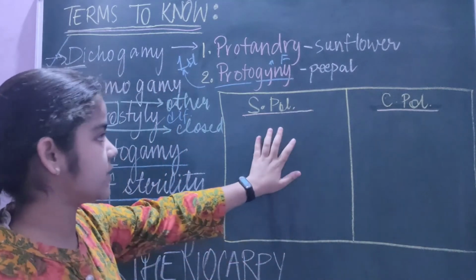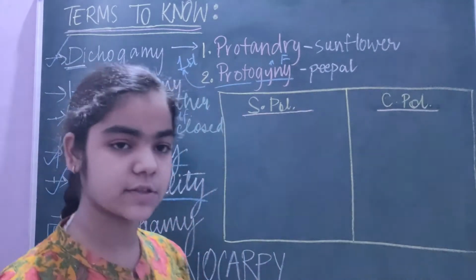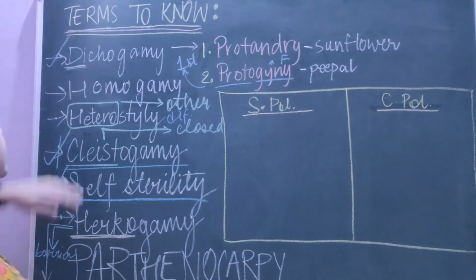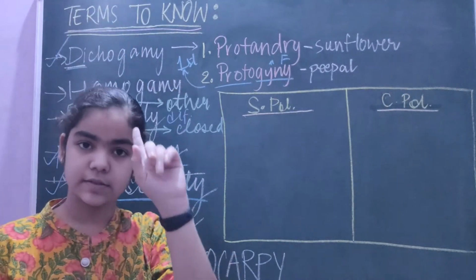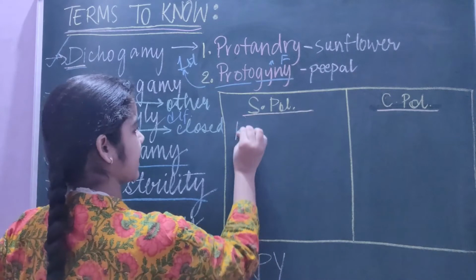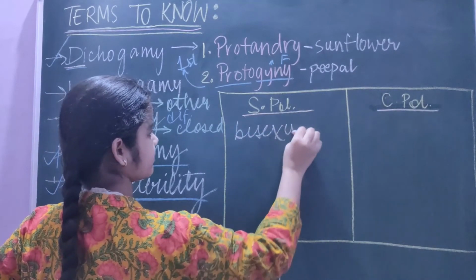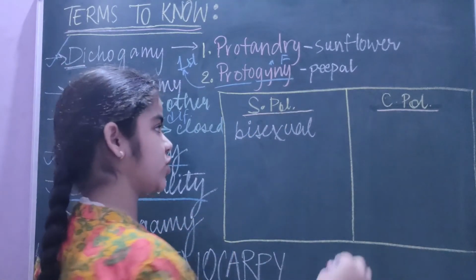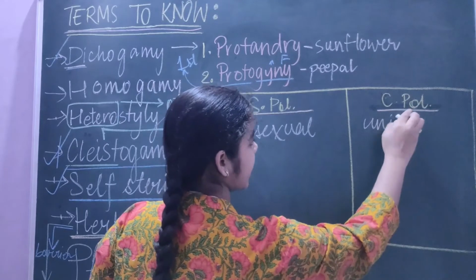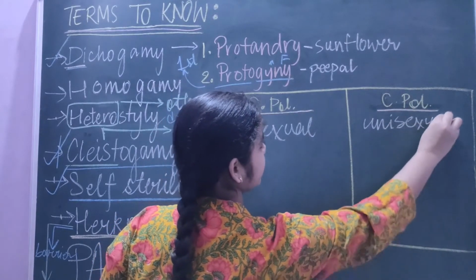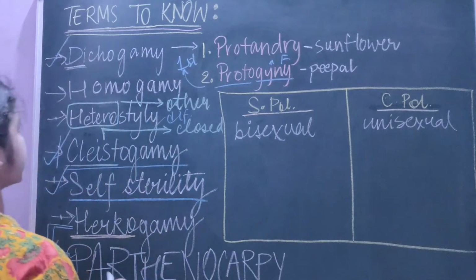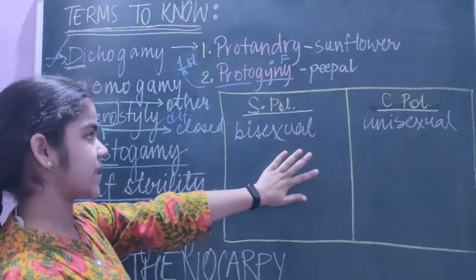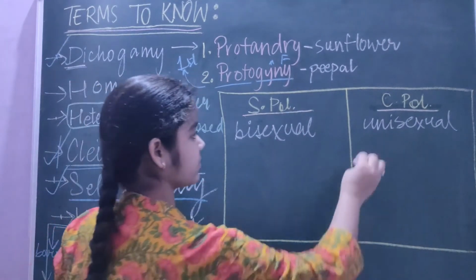Now let us just write the terms, what are the factors which take place in self-pollination and cross-pollination. First one is dichogamy. In self-pollination, the flower should be bisexual, meaning it should have both male and female parts. Exact opposite to this is cross-pollination, where the flower is required to have only one sex, unisexual. So what do you think? Dichogamy will take place in cross-pollination or self-pollination? Exactly, in cross-pollination.